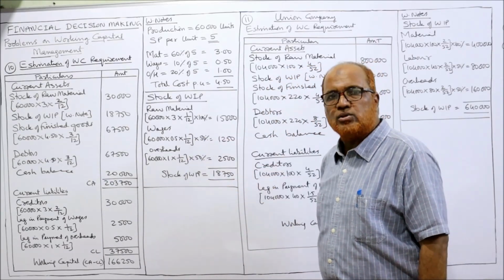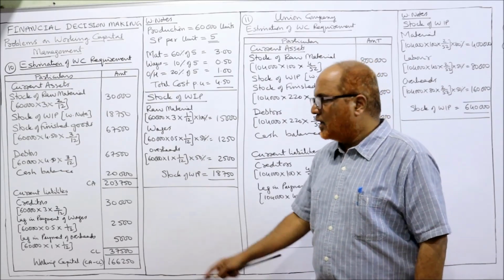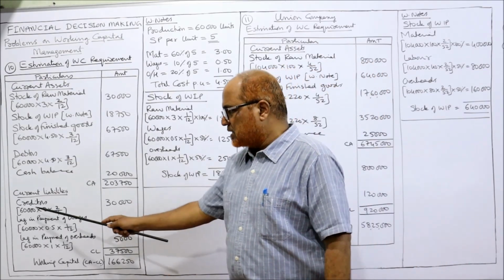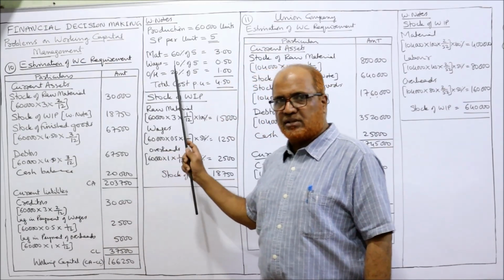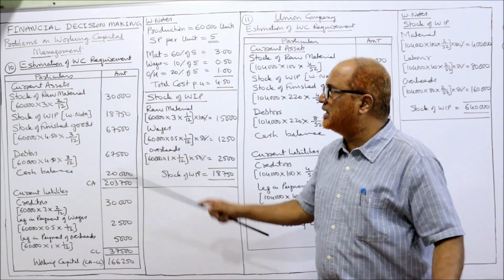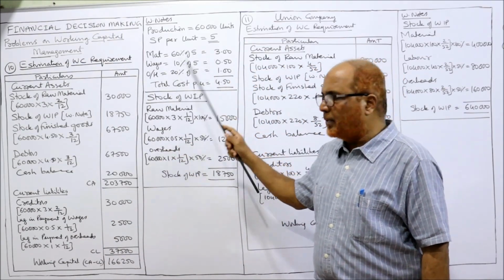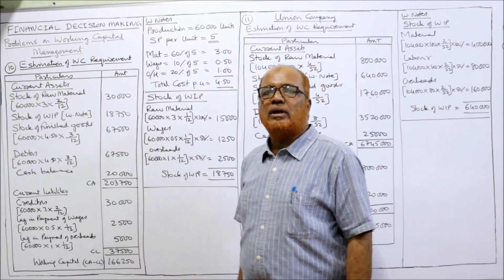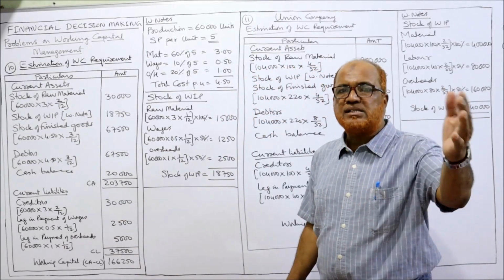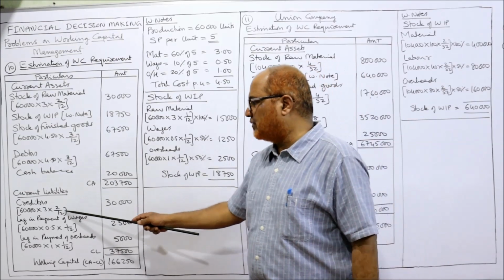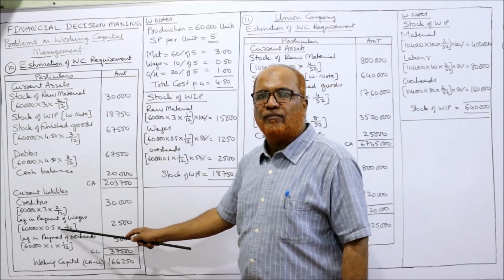Total 2,03,750. Current liabilities: creditors, 60,000 units into 3 rupees. These creditors are for material, into 2 by 12. The credit period allowed by the supplier is 2 months. 2 by 12, 30,000. Lag in payment of wages.